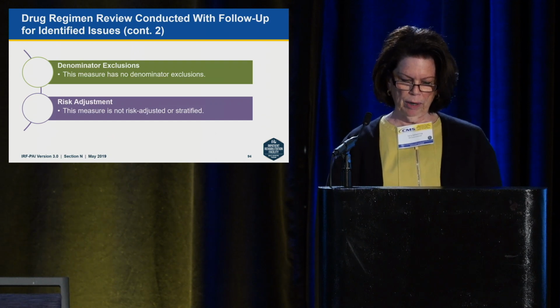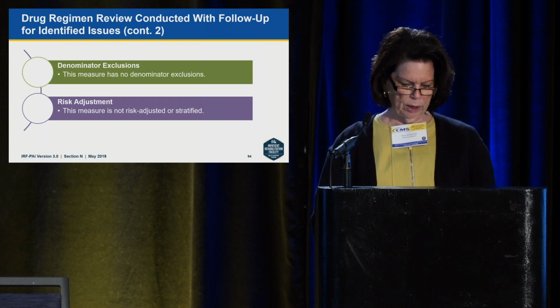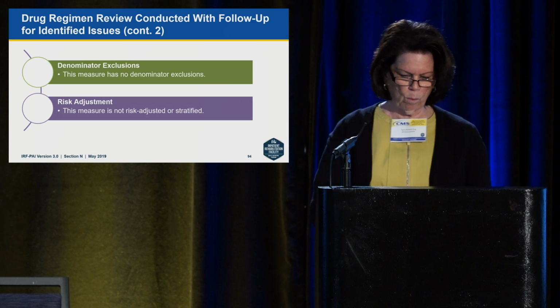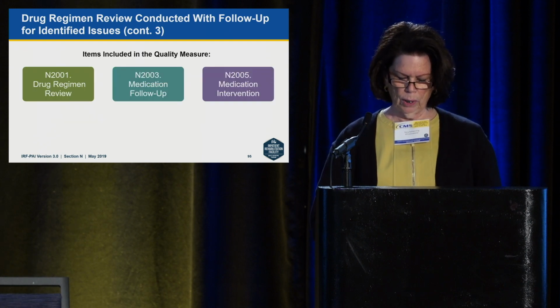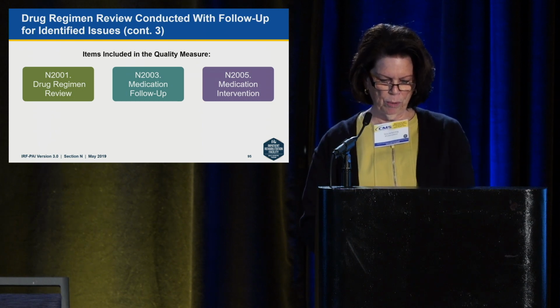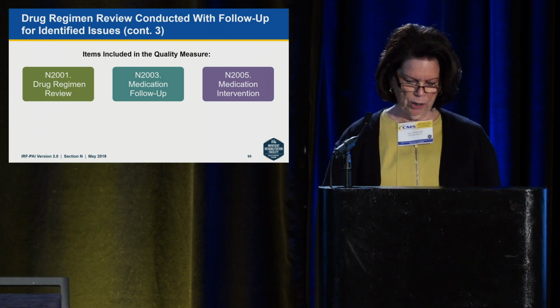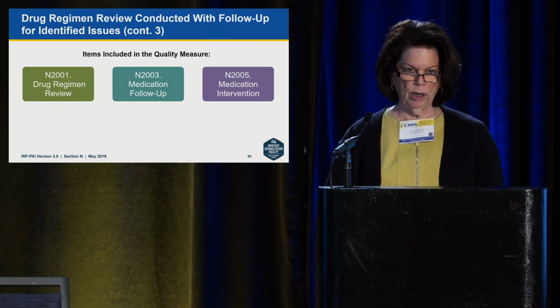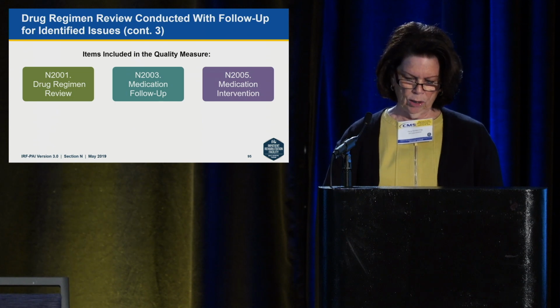As I've mentioned, the drug regimen review quality measure is a process measure, and therefore it is not risk adjusted nor stratified. And for the IRF setting, there are no denominator exclusions. This slide just summarizes or reviews what I already went through in terms of which data elements are included in the calculation of the quality measure. And as you can see here, it's N2001, the drug regimen review, N2003, the medication follow-up, and N2005, medication intervention.